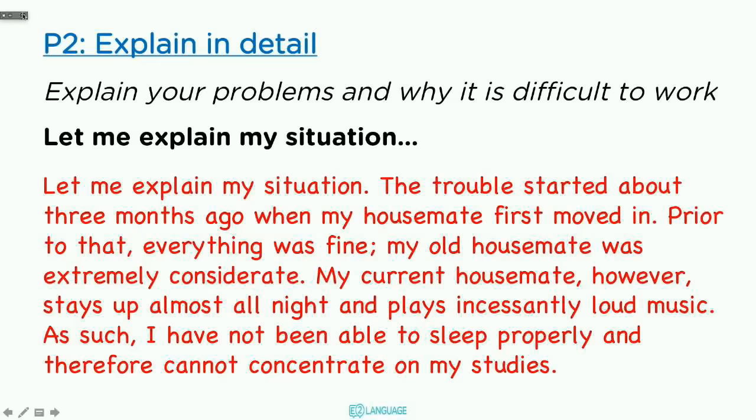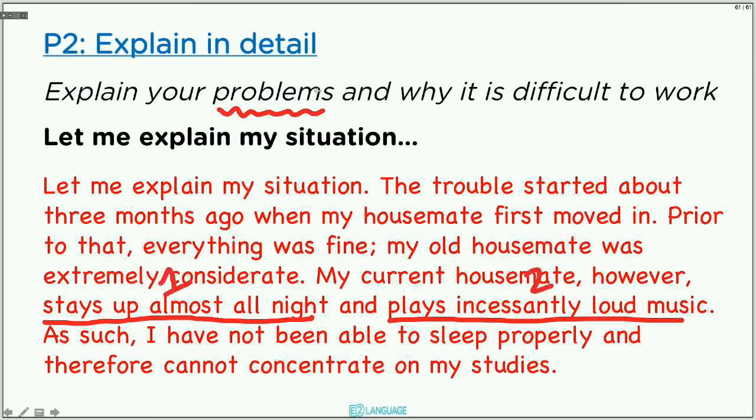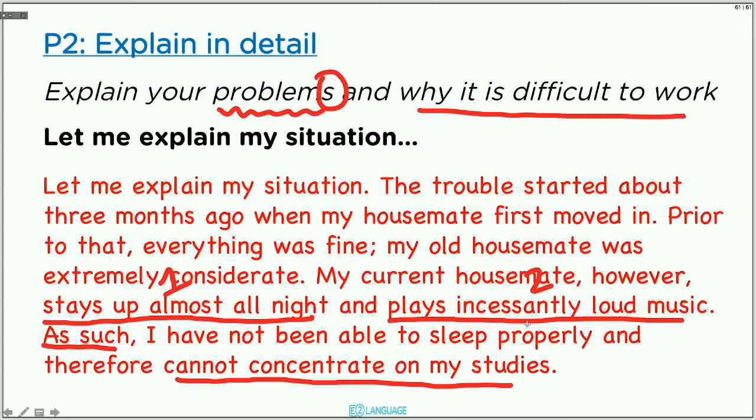So, what have I done here? Well, what are the problems? The problems are my current housemate stays up almost all night and plays incessantly loud music. Okay, so I've got two problems. I've got problem one here and problem two here. Great, because it said here problems. Now, why is it difficult to work? What does that do to me? Well, as such, I have not been able to sleep properly and I therefore cannot concentrate on my studies. In other words, that's why it's difficult to work.